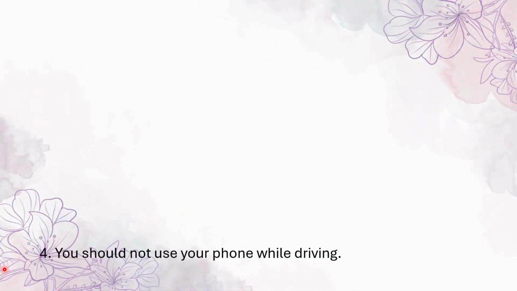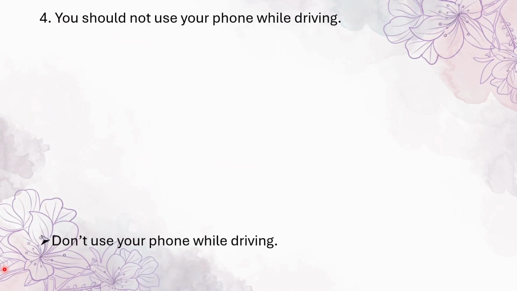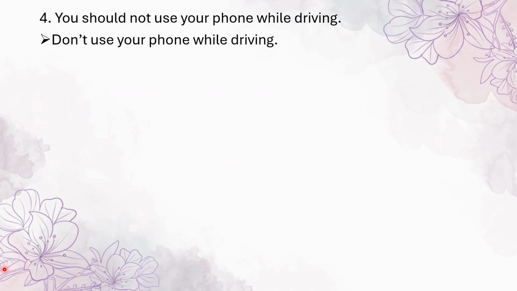Number 4: "You should not use your phone while driving" becomes "Don't use your phone while driving." Now, it's a negative sentence. It tells us not to do something. In imperative form, we begin with "don't" or "do not" to give the instruction clearly and directly.